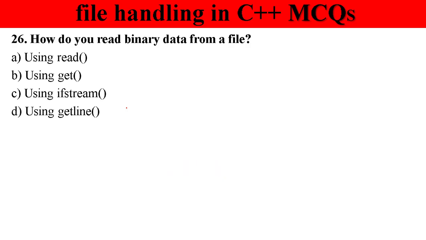Question number 26. How do you read binary data from a file? A. Read function. B. Get function. C. fstream. D. getline. The correct answer is A. Read.